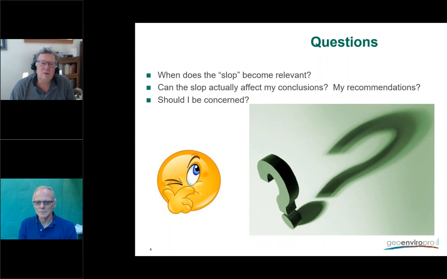So here are some questions. When does that slop in the data become relevant to your site assessment or investigation? Can that slop actually affect my conclusions or my recommendations when I'm writing up a report? When do we really have to worry about this? And should I be concerned?